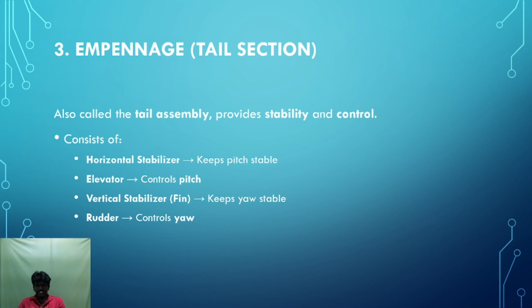The empennage is the tail section. It is also called the tail assembly, and provides stability and control, balancing the aircraft at any altitude. It consists of the horizontal stabilizer, elevator, vertical stabilizer and rudder. The horizontal stabilizer keeps pitch stable, the elevator controls the pitch, the vertical stabilizer keeps yaw stable and the rudder controls yaw.